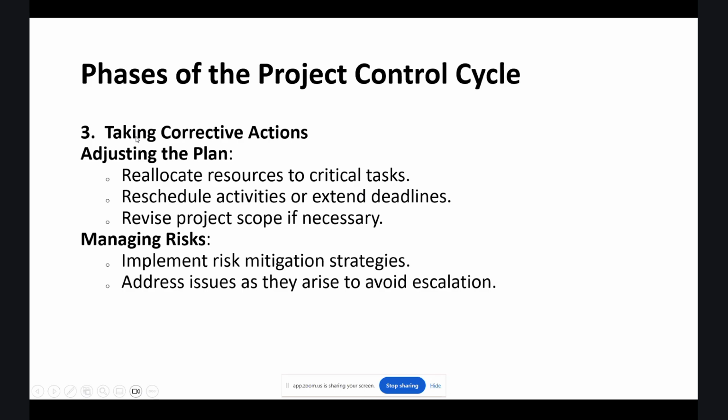Next one is taking corrective actions. Adjusting the plan: reallocate resources to critical tasks. So that's what you do when you come across an issue. You need to come up with a solution. You need to reschedule activities or extend deadlines, or sometimes you have to revise the project scope if necessary.